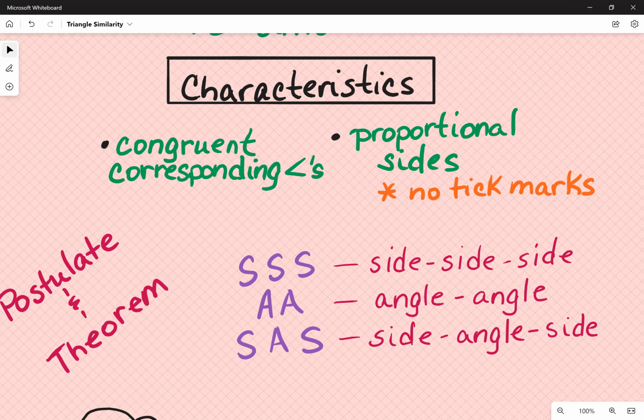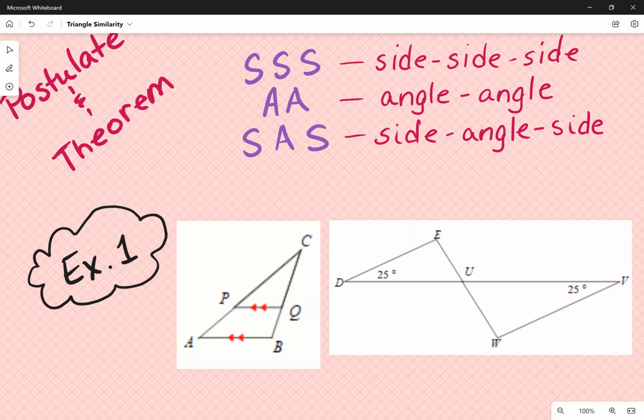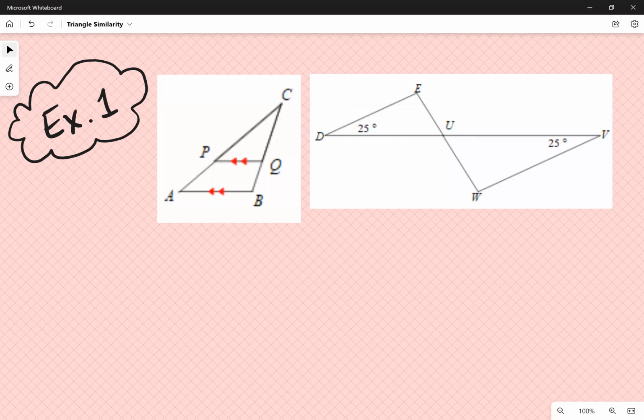So the postulates and theorems that I'm going to focus on in this video are side, side, side, which is notated by SSS, angle, angle, which is notated by AA, and side, angle, side, which is notated by SAS. So for example 1, this is what an angle, angle type situation would look like. I'm showing you 2 different figures and how you would work through it.